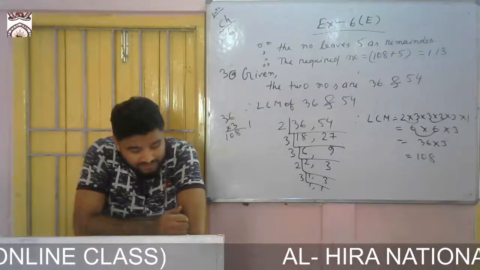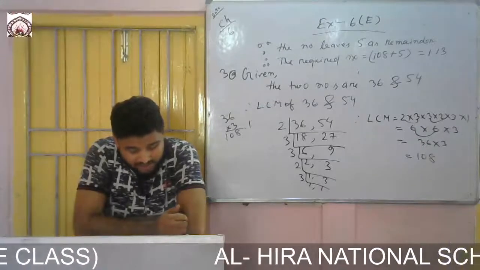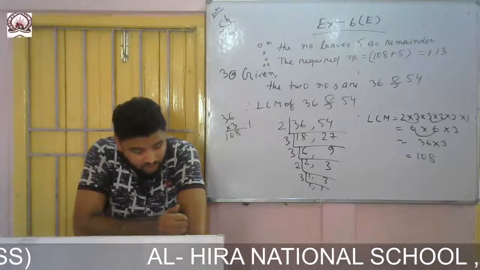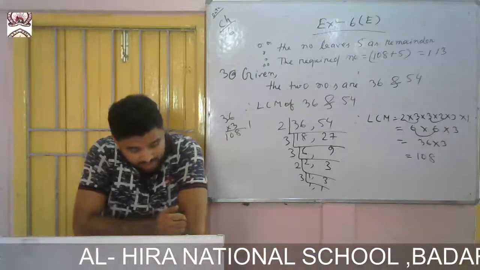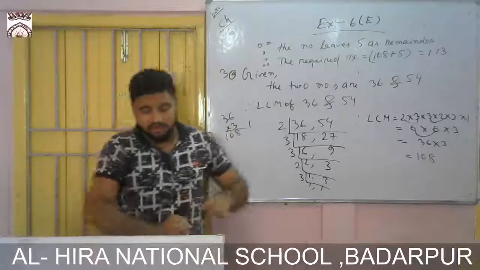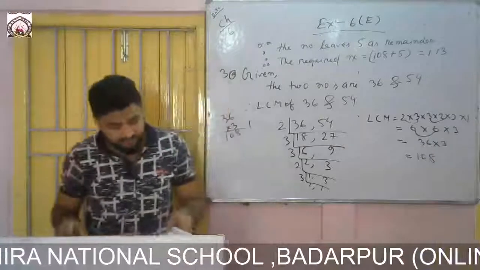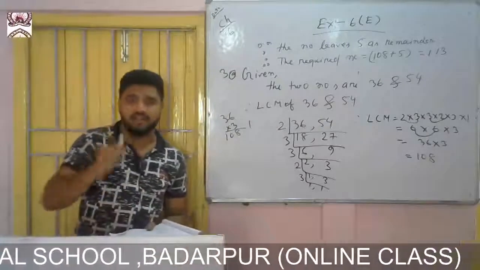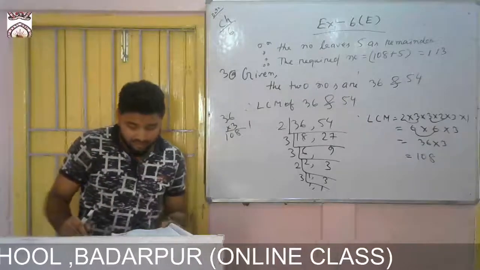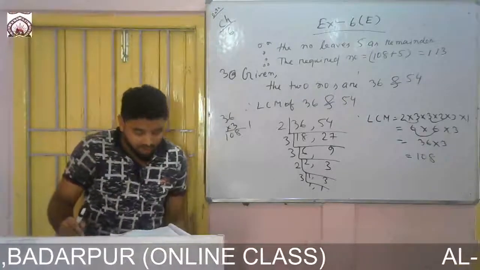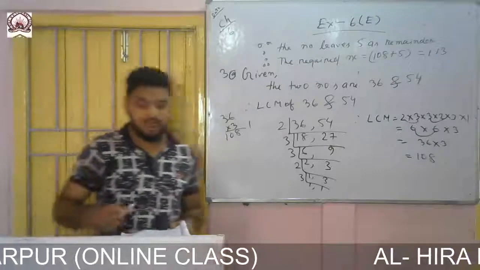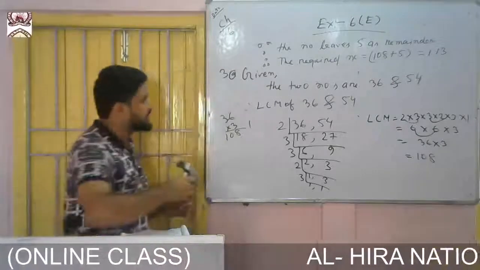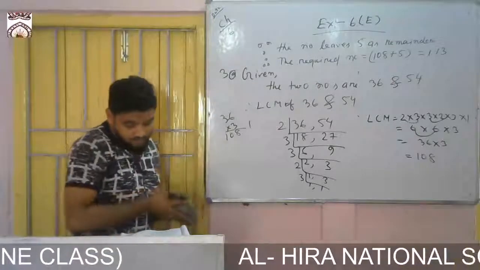Number 4, what is the smallest number of chairs that can be arranged in rows of 9 or 15? So it is nothing but the LCM of 9 and 15. The smallest number of chairs that can be arranged in rows of 9 or 15. So, question number 4.